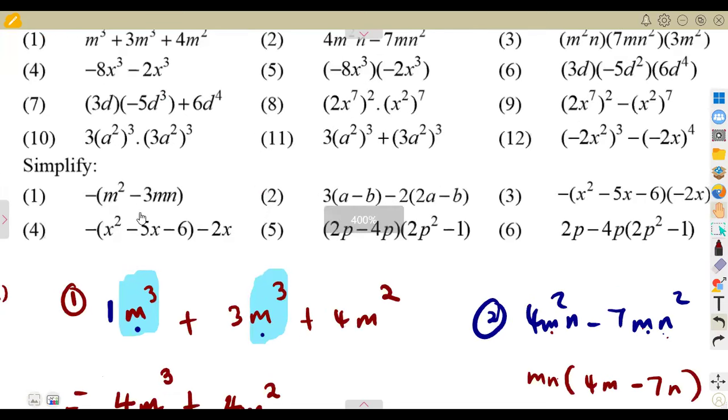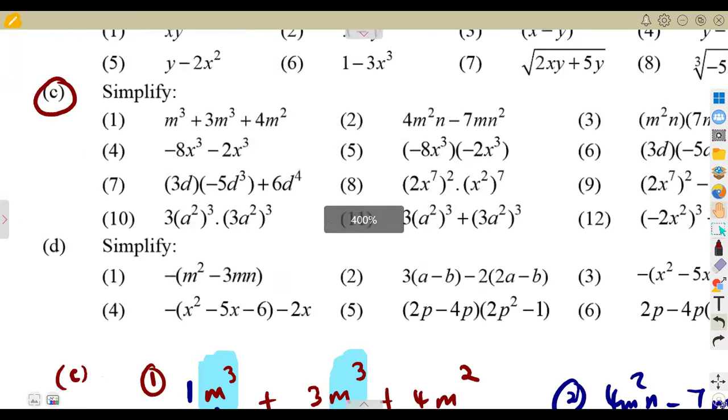Terms that we can simplify are terms like number 4, where we are given something like this. Same x, same exponent. So minus 8 minus 2 is what? It's minus 10 x to the exponent of 3. This one can be simplified. It can be simplified. All right.